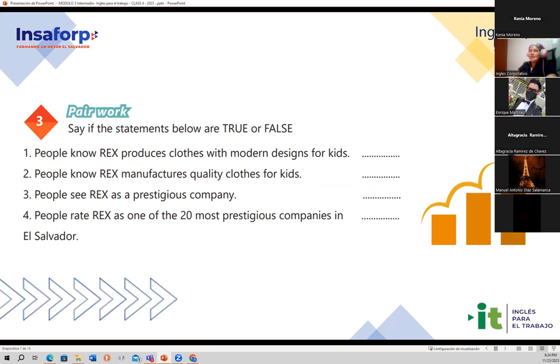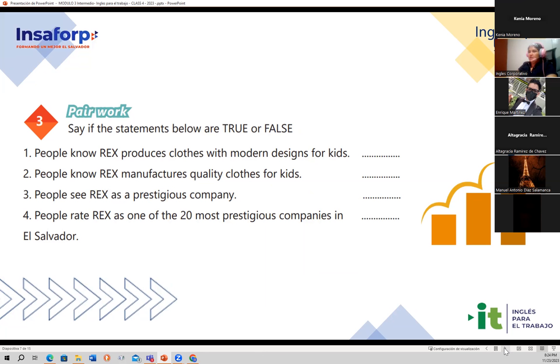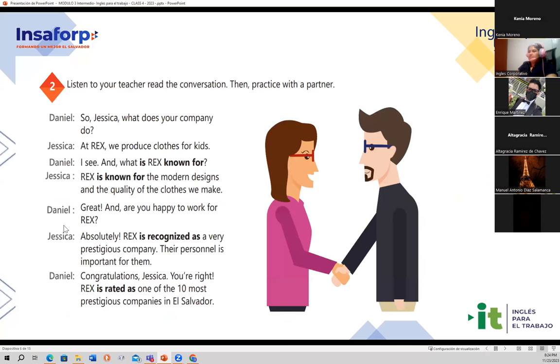True. People rate Rex as one of the 20 most prestigious companies in El Salvador. False, because it is rated as one of the 10 most prestigious companies in El Salvador. Okay, very good. So now we're going to create a similar conversation like this.